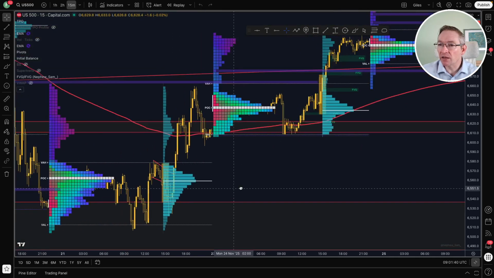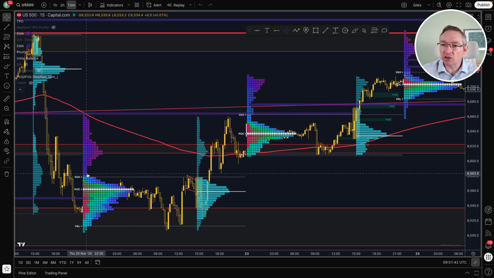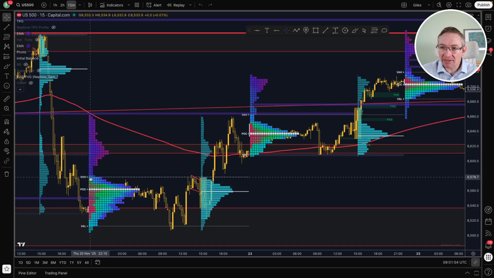let's go here over to Friday. So during this session on Friday, the 70% of TPOs formed within this area here, between the value area high and the value area low. And you see how that acts as an overhead resistance and an underneath support.